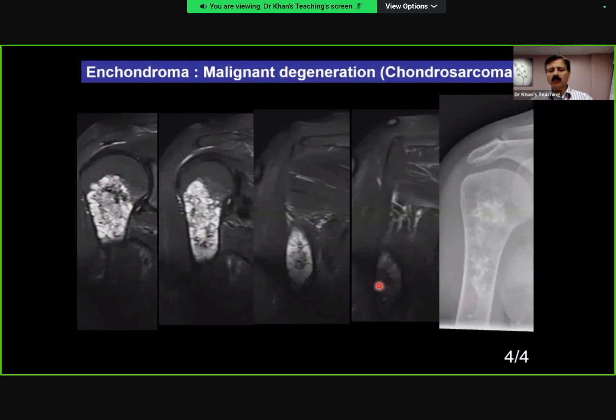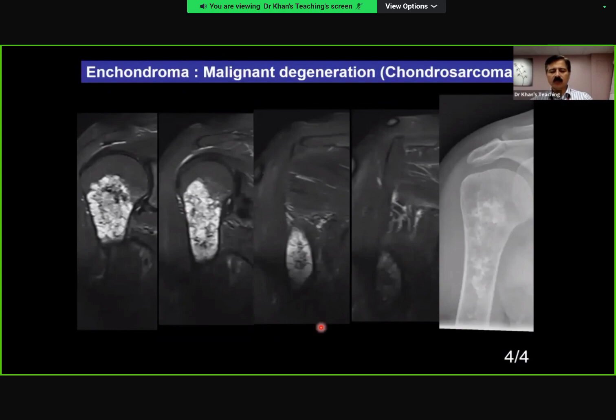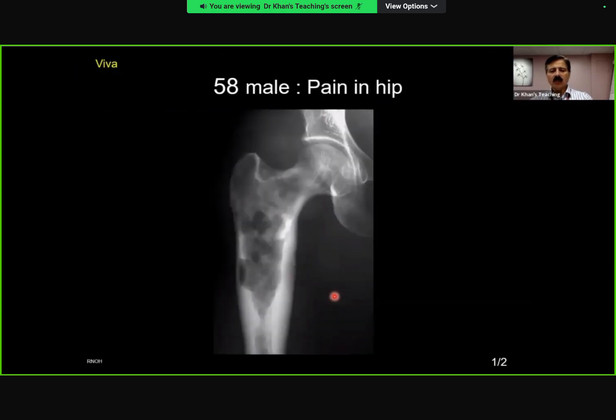So the take-home point is that when you compare with the previous X-ray, this is something which you have to pick up. This particular case is more for teaching than for the exam. Otherwise, it's not a very good quality for the exam purpose, I mean to say. This case I've already explained to you. I don't have an old X-ray for this.